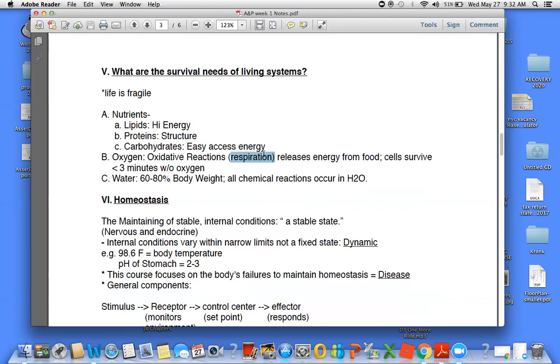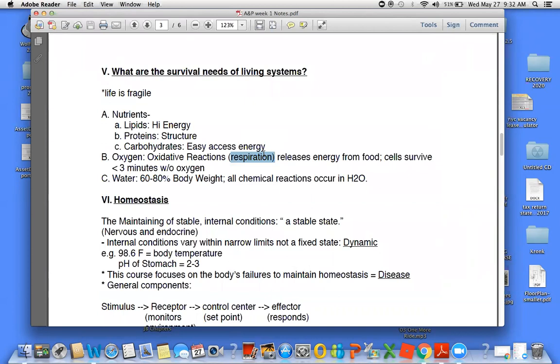And therefore, cells survive between 3 and 4 minutes without oxygen and then die. The reason is they are not deriving the energy from food. You could say our spirit, our soul, our lifeblood, whatever it is that makes us alive is due to energy. And when that oxygen does not allow continued release of that energy from food, that's when we die. So that's the reason for oxygen. We're going to deal with that in A&P too. We're going to talk about cell respiration in much more detail, okay?